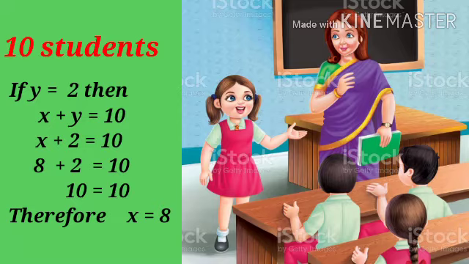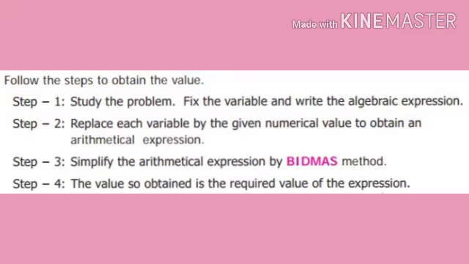Obviously, if y is equal to 2, then x plus 2 is equal to 10. The value x is equal to 8 satisfies the equation. So, the number of boys to be selected is 8. Follow the steps to obtain the value.